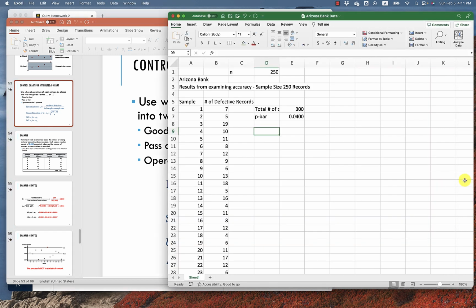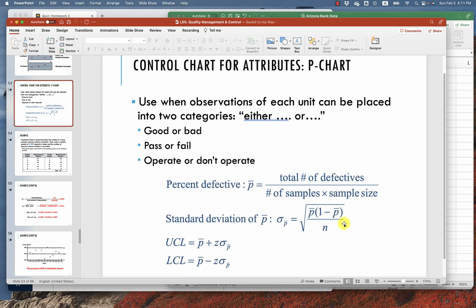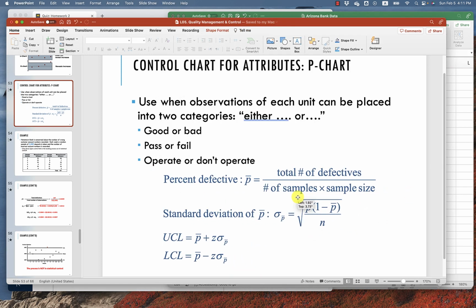So let's find sigma P bar. Sigma of P bar is going to be a square root. This is how you find a square root: equals square root, and in brackets you type whatever you want to take a square root of. That's the outer square root.